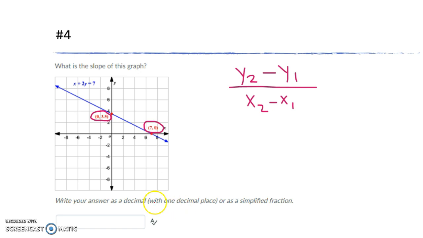I do want to point out that while you're checking your final answer, take a look at the way that this blue line is headed. It has a negative slope because it's going down from left to right. So please make sure that your final answer is negative because that would match the slope of this graph.